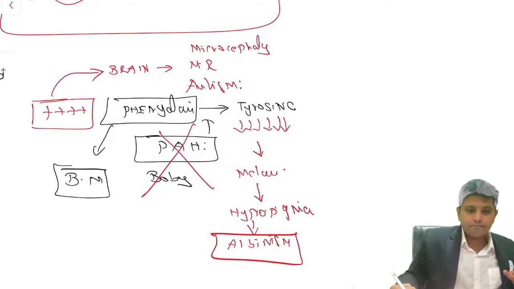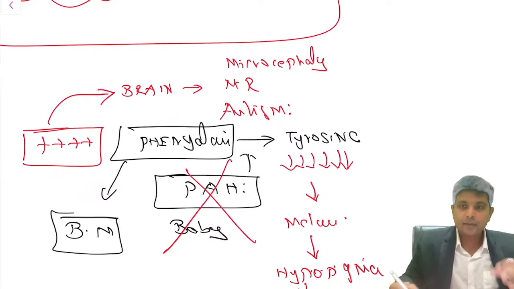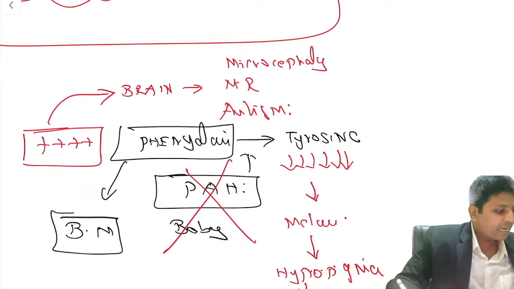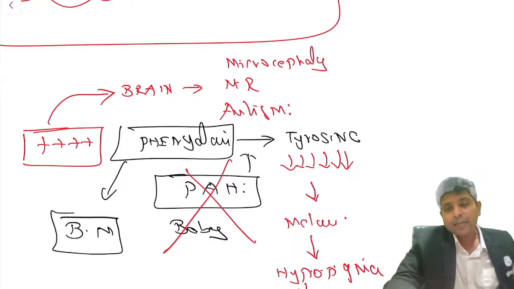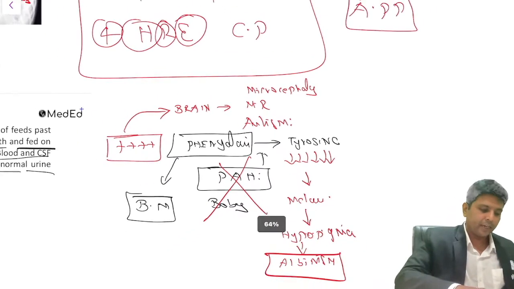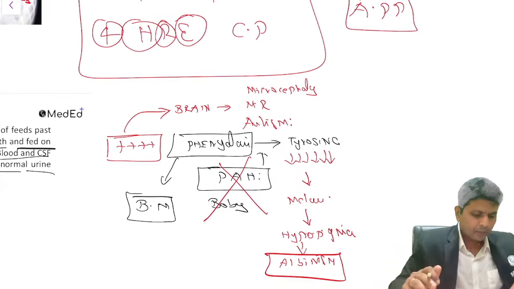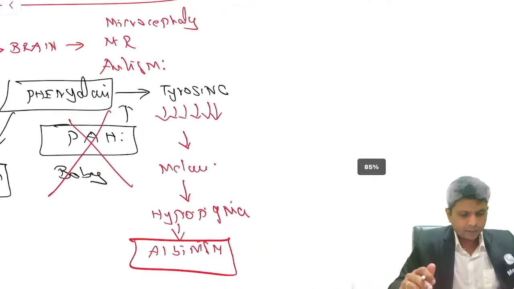So what is the manifestation? The manifestation is increase in substrate as well as decrease in product, leading to manifestations of phenylketonuria. Okay, baby? Phenylketonuria. So leave it then.